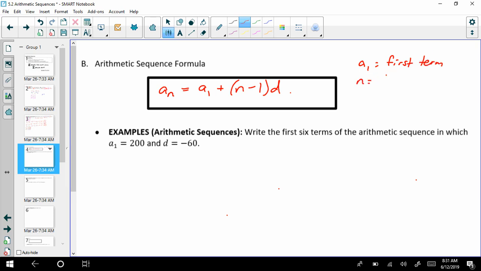So in this formula, a sub 1 is the first term, n is the number of terms, like how many you would have, and then d is the common difference. In other words, what are they adding by? So let's see if we can do this one. Write the first 6 terms of the arithmetic sequence in which a sub 1 is 200 and d is negative 60. So they gave me the first answer.